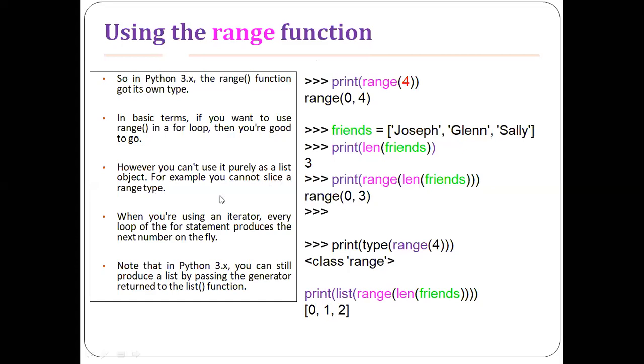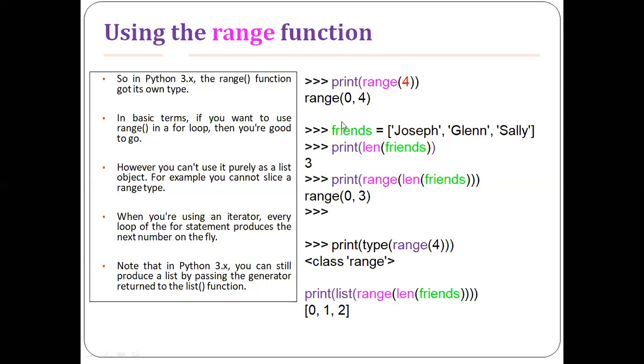For example, you can't slice a range, right? When you are using an iterator, every loop of the for statement produces the next number on the fly. Note that in Python 3.x, you can still produce a list by passing the generator's return to the list function, right? So the whole idea is that it is going to print the range of indexes you are using, right? The range of indexes, all right? What is that range of indexes?